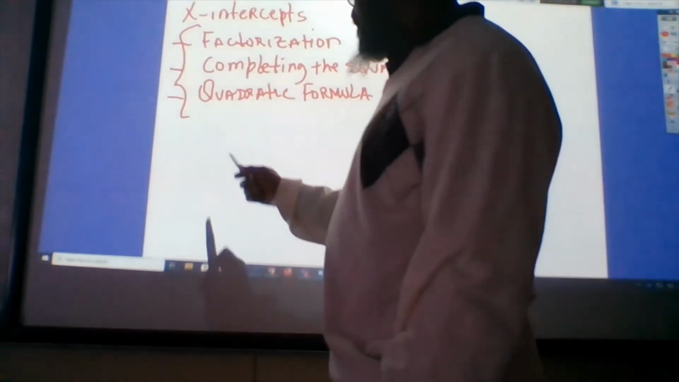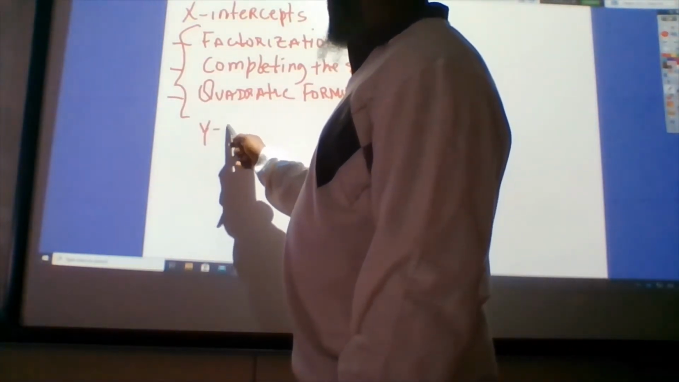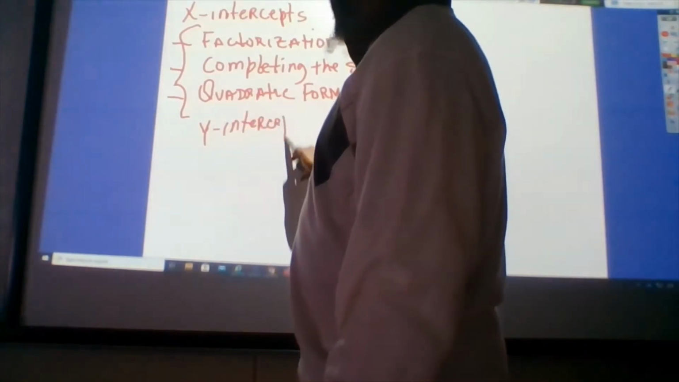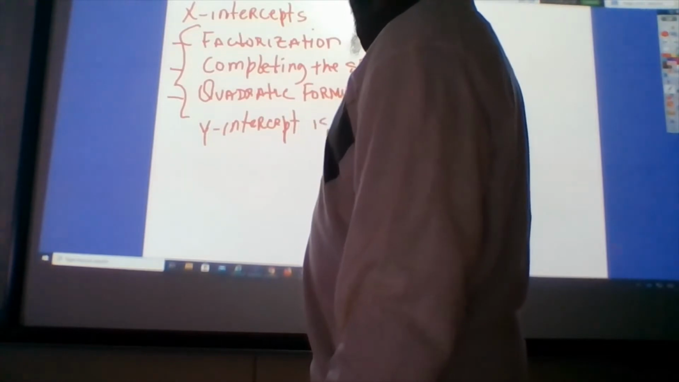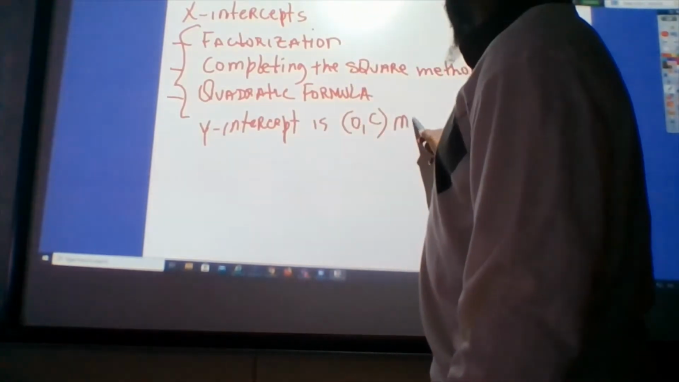Now let's recap the y-intercept. Right? It is 0, c, but the equation must be in standard form.